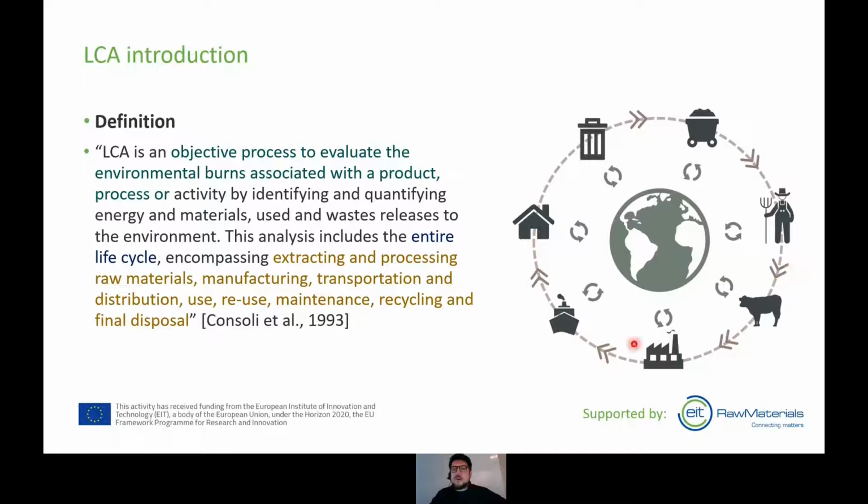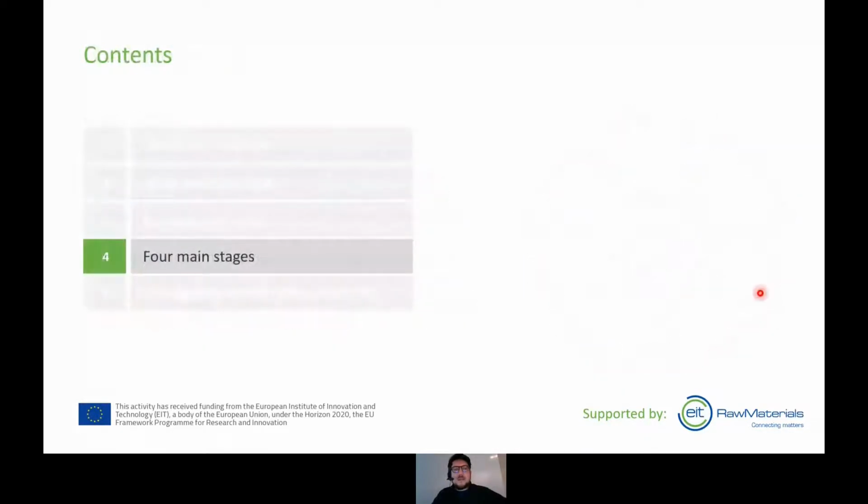So in this case, we are including all the different steps, and we identify all the different inputs and outputs that we have. For sure, as we can see here, every step in the life cycle is another life cycle itself. So that's why it can be really complex, depending on the limits that we define for our analysis.